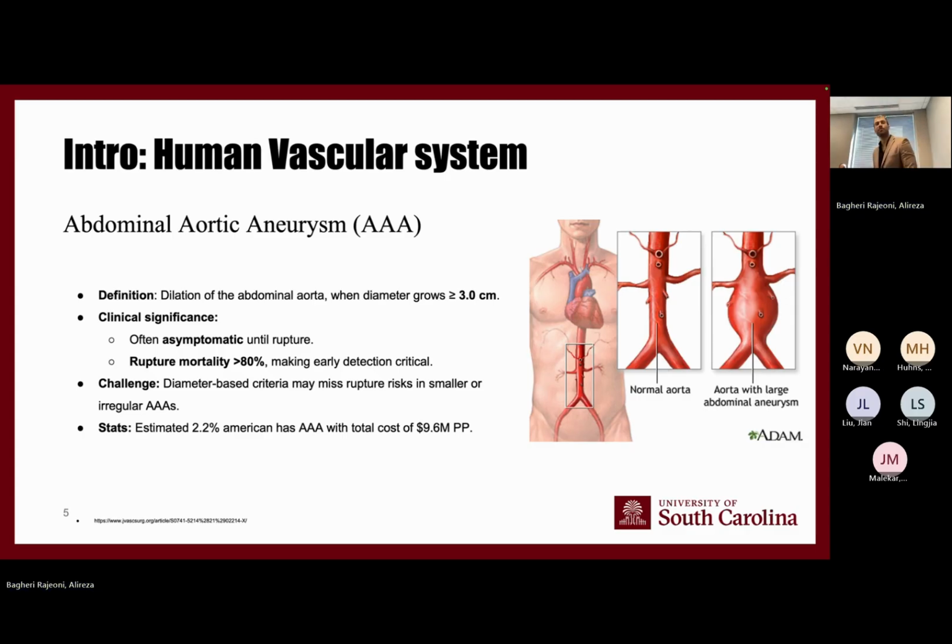AAA happens when there is a dilation of the abdominal aorta, when the diameter grows over 3 centimeters. As you can see, on the left, you have a normal aorta. On the right, there is a big or dilated aorta. And it's also often asymptomatic. But when the aorta gets very big, it's like a balloon, and rupture happens. 80% of the patients die.